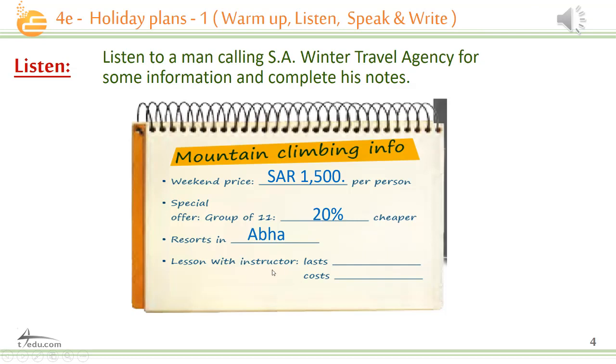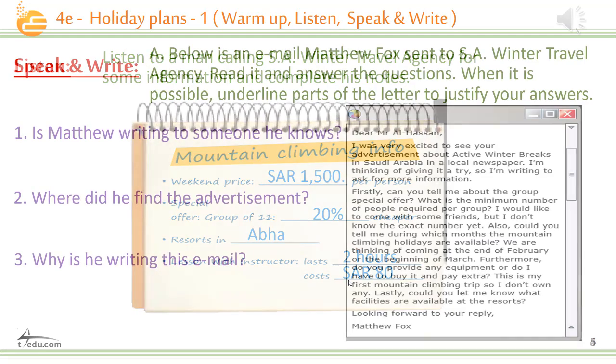Okay, so how long do lessons with the instructor last? For a couple of hours in the morning, but then he said precisely 2 hours. Yes, very good. And these 2 hours cost how much? 80 riyals. Very good. Saudi riyals. 80 Saudi riyals. Excellent. Great job.